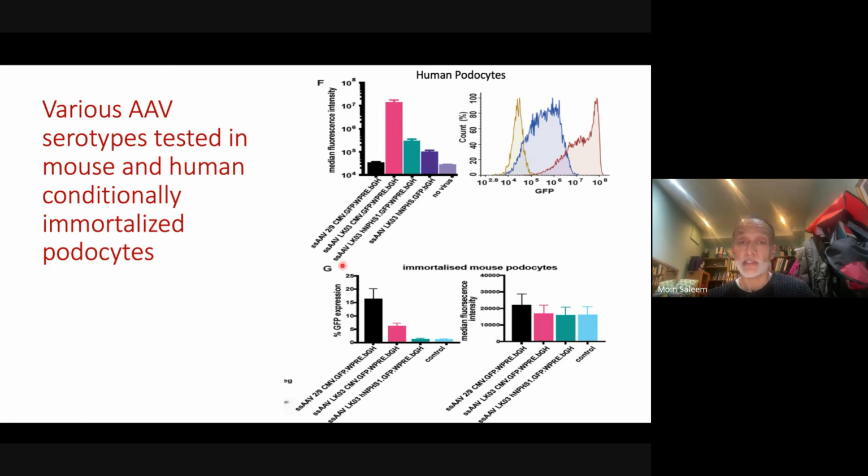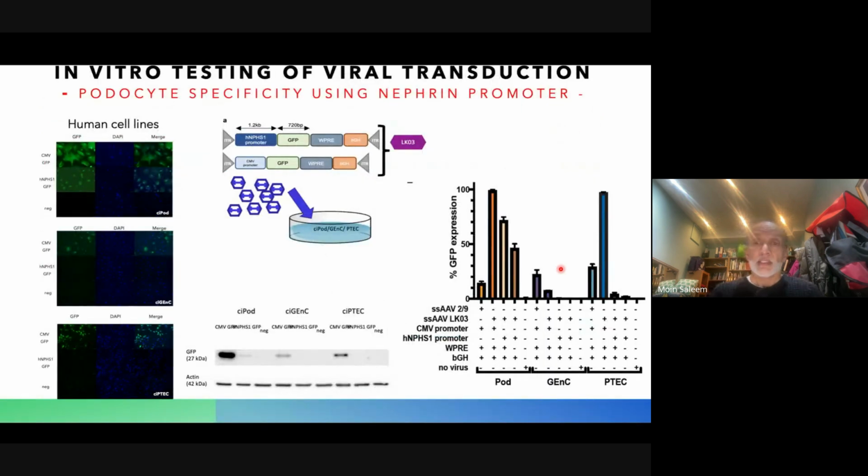Without going into the details, what we can see is that in humans, LKO3 was the best capsid. These are fluorescent, so you can see the fluorescent protein in the cells. And in mice, it was a different serotype, which was called AAV9. So we knew which capsid we wanted to use.